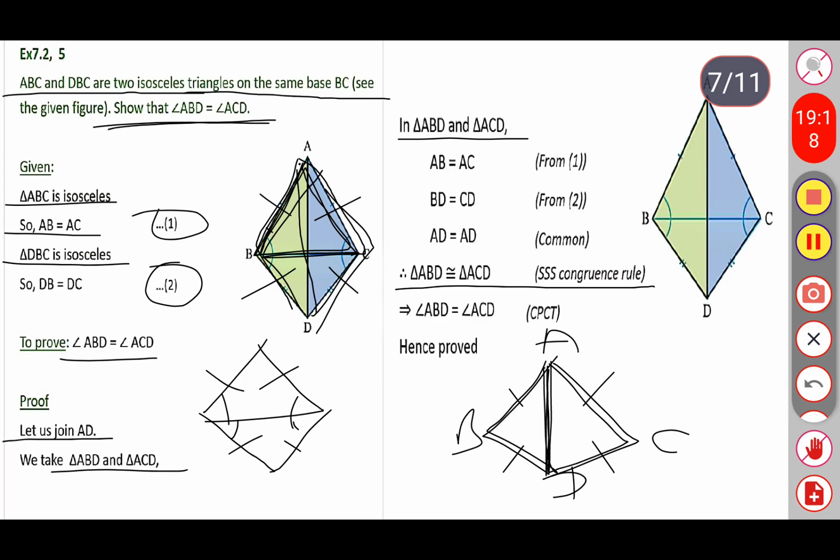So once we proved these two triangles are congruent, the remaining angles and sides are equal. Therefore, angle ABD is equal to angle ACD. So this is the proof of the fifth question. Let's see the sixth question.